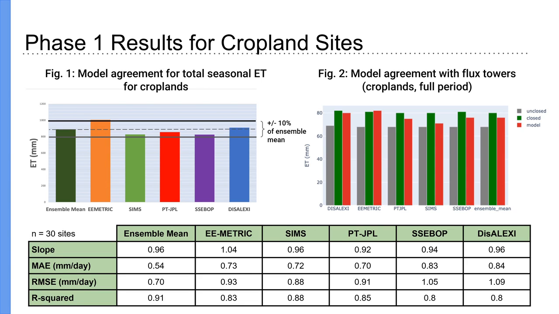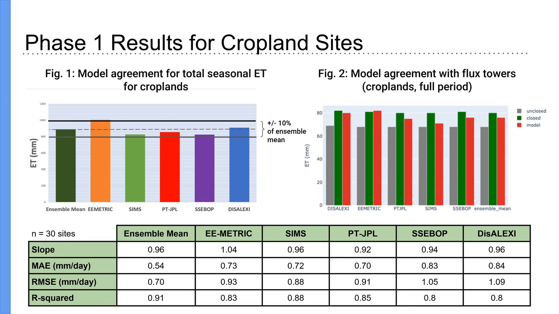Key summary metrics are shown in the table, and the slope of the best fit line for all models is close to 1, with the mean absolute error and the root mean squared error values between 0.5 and 1 millimeter per day, and R squared values between 0.8 and 0.91. These results are just for phase 1, and we expect these metrics to improve slightly after the teams complete the final versions of the models this month, and we start on the final blind intercomparison study.